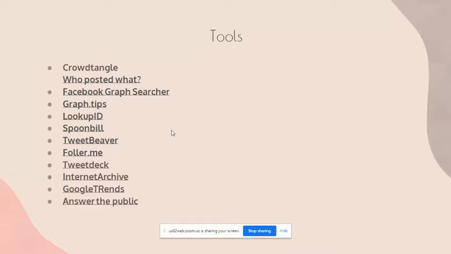Then you have Spoonbill, Tweet Beaver, Follow Me. TweetDeck is another very important tool which can be used for Twitter monitoring. You just have to write the search query and it will give you all the details. Google Trends is another one. If you want to know what people are searching at one particular time, or you can customize that range also. Say for example, you conduct an event, a seminar, and you want to know how many people searched for this particular query during that period. So you can find that information. Answer the Public, I actually showed you an example of this in one of my slides earlier.